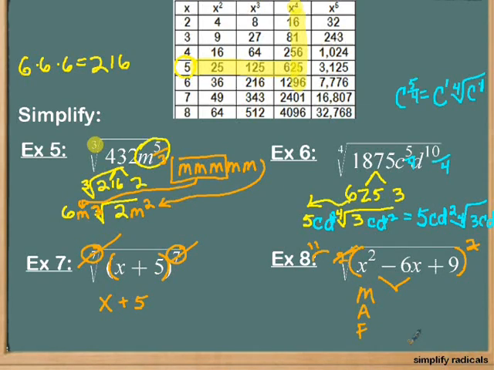So we can break this down. And how does it break down? I'm not sure you need to MAF this because you know that this is going to probably break down to the x minus 3 times x minus 3. That's how it would break down. And that would mean x minus 3 squared.